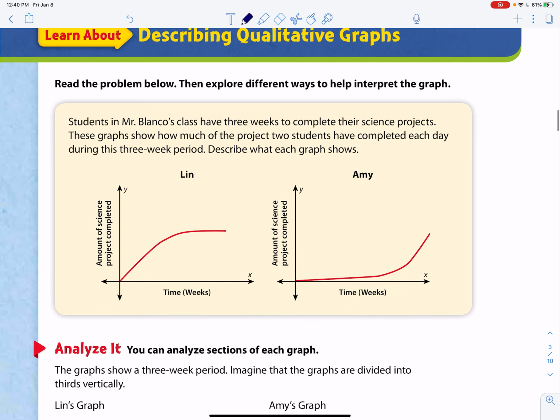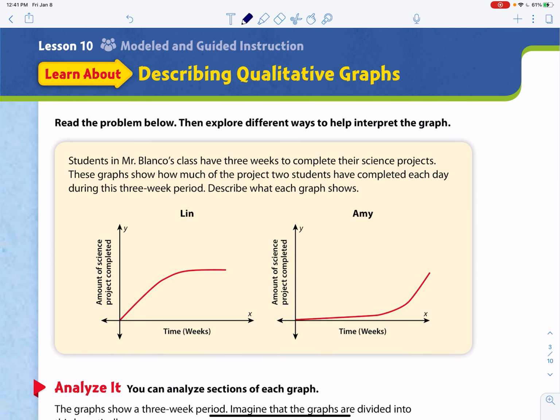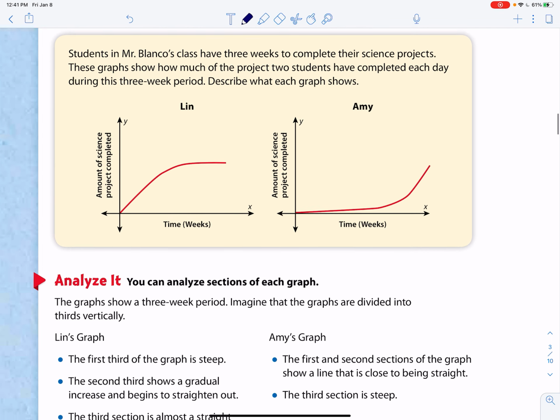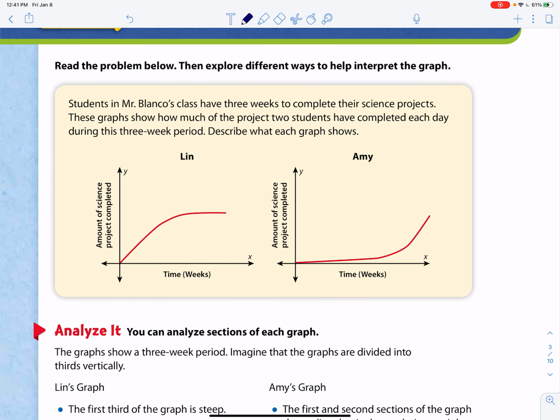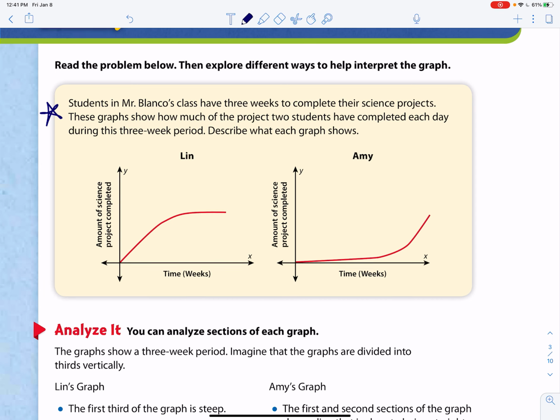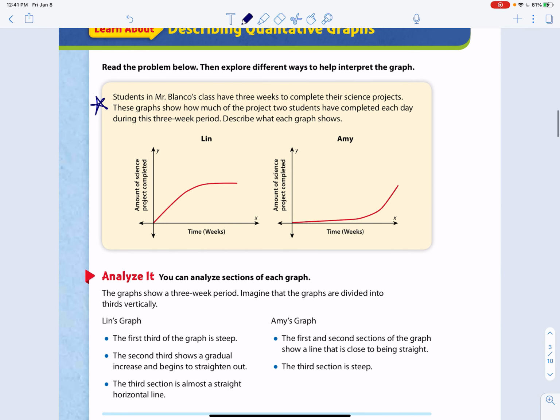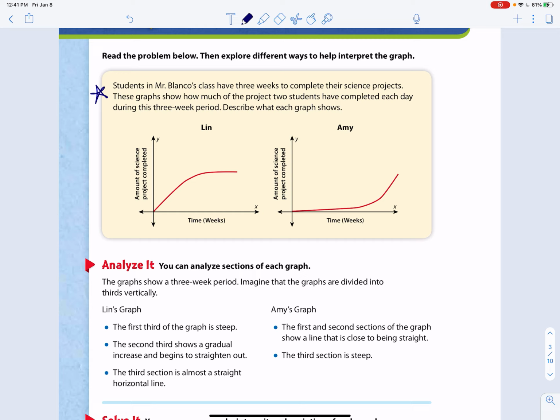All right, so this is lesson 10, day 2, describing qualitative graphs. I'm not going to review this starting problem just because there really wasn't anything for me to do here. You just need to look at this, see what's going on between Lynn and Amy. So you can break up Lynn's graph in half as well as Amy's, and just describe what's happening on these two things. Actually, I think in Lynn's, they broke it up in the first third.